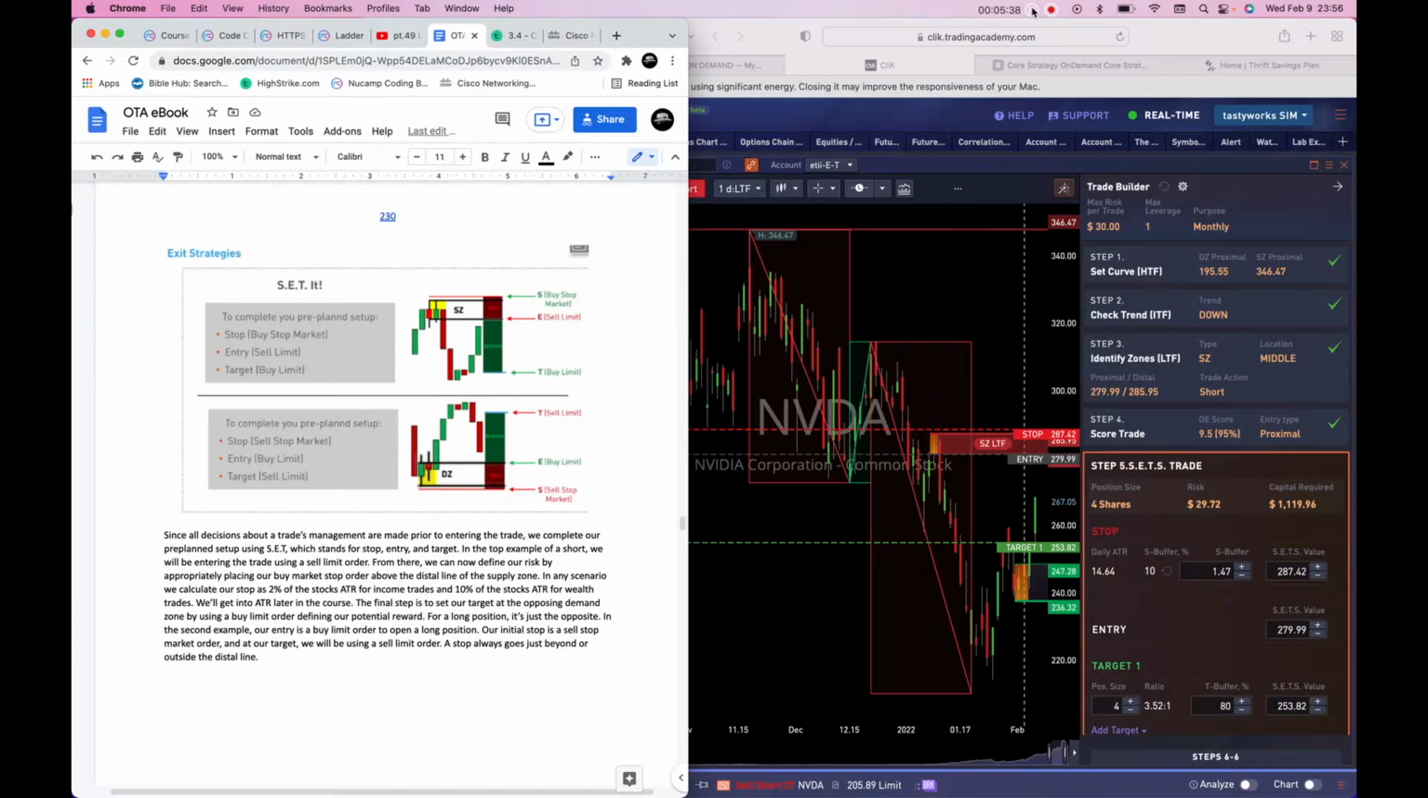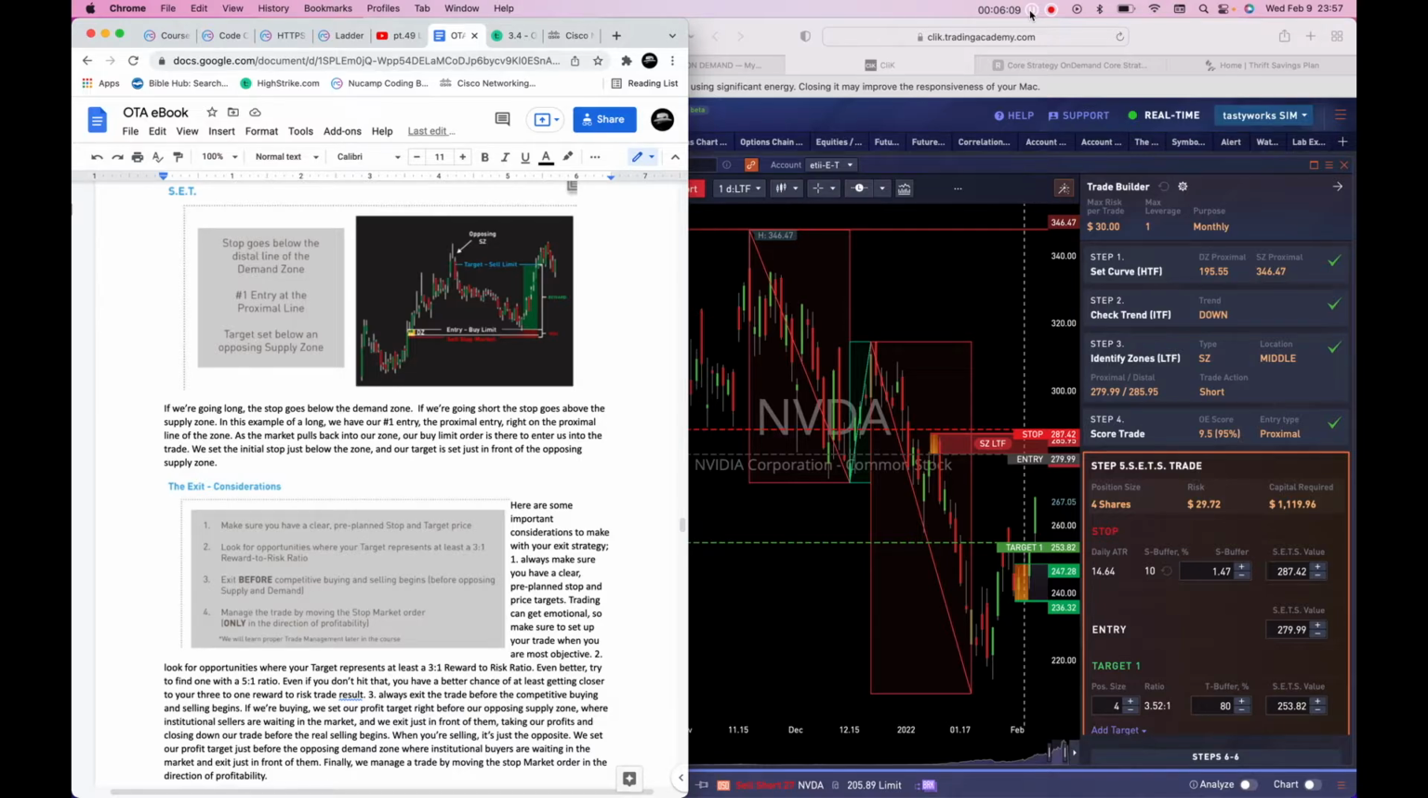For a long position, it's just the opposite. In the second example, our entry is a buy limit order to open a long position. Our initial stop is a sell stop market order, and at our target, we will be using a sell limit order. A stop always goes just beyond or outside the distal line, and we'll take a look at exactly what that means in a practical sense.